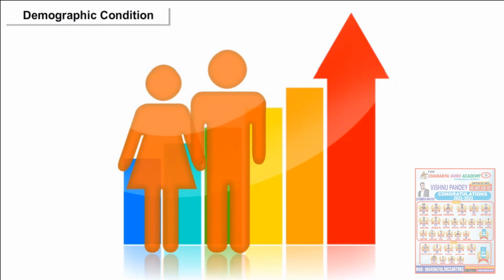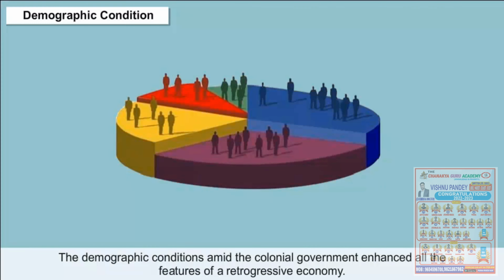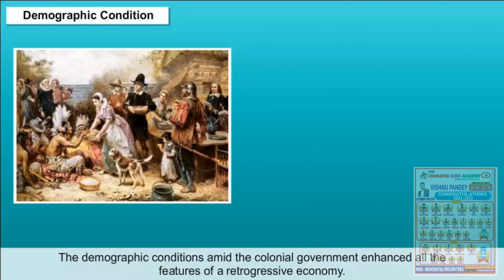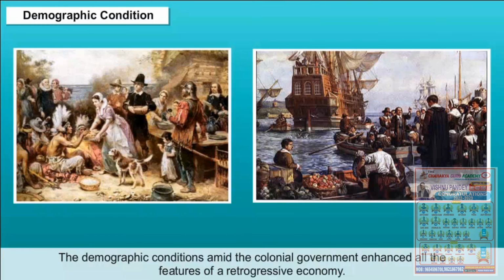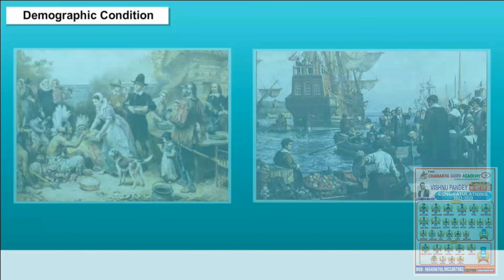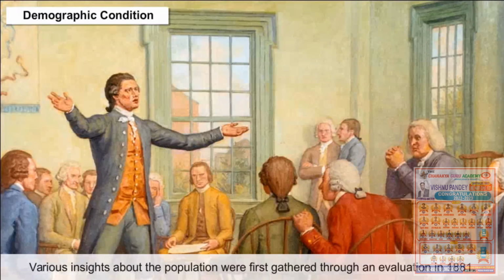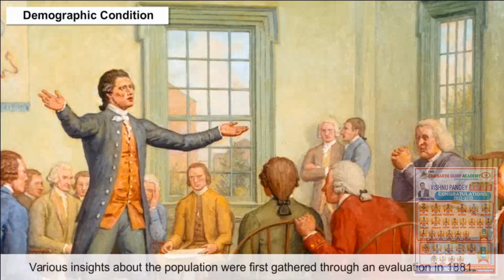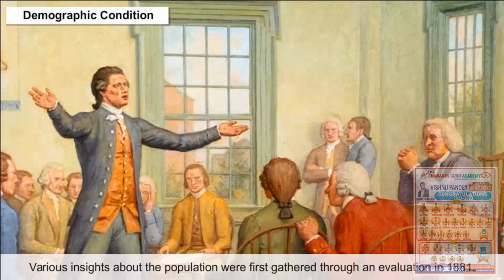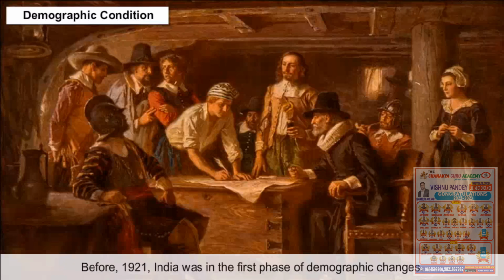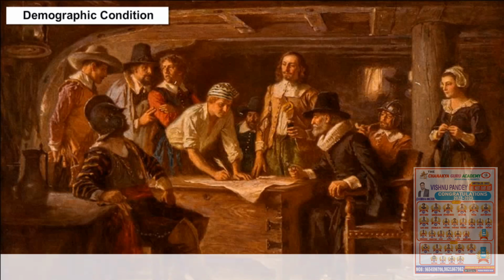Demographic condition. The demographic conditions amid the colonial government enhanced all the features of a retrogressive economy. Various insights about the population were first gathered through a census in 1881. Before 1921, India was in the first phase of demographic changes.